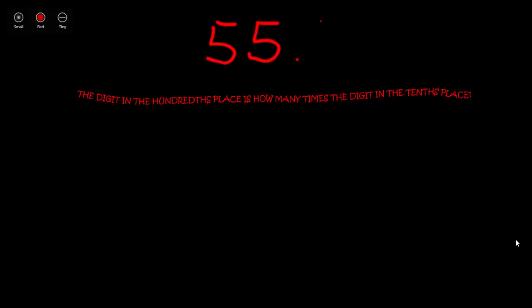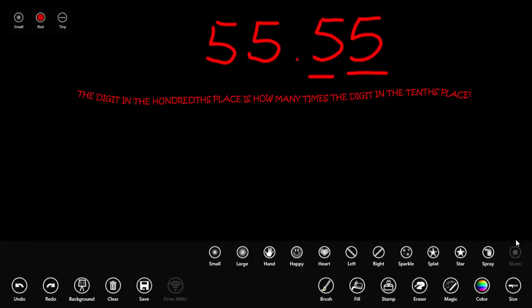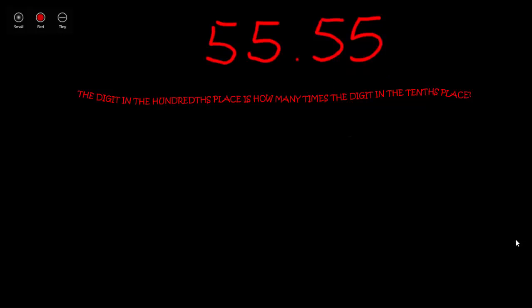55 and 55 hundredths. Now we really need to think about what the question is asking us. The digit in the hundredths place is underlined here. That's 5 hundredths. The digit in the tenths place is underlined here. That's 5 tenths. Let's think about what we know about place value to help us answer this question.